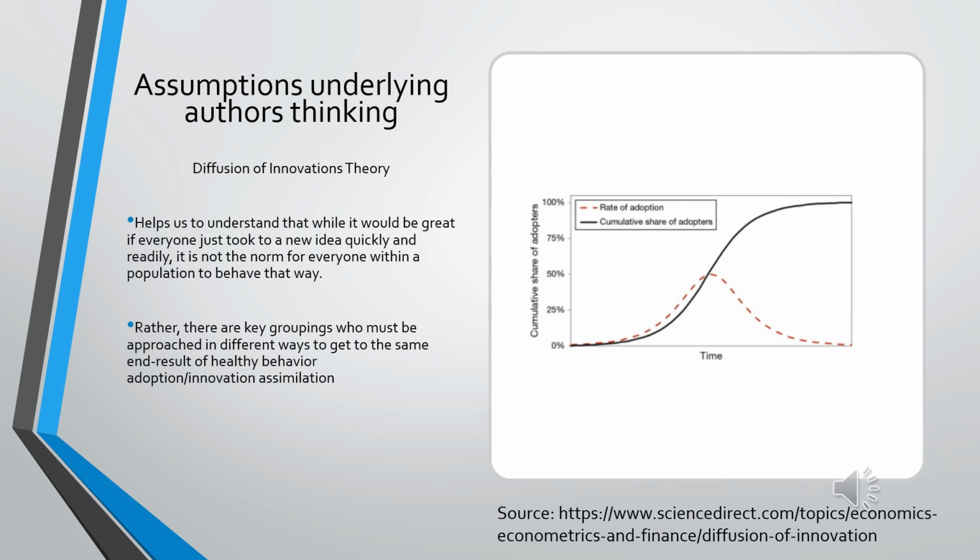So, the assumptions underlying the authors' thinking about the diffusion of innovations theory. It helps to understand that while it would be great if everyone just took to a new idea quickly and readily, it is not the norm for everyone within a population to behave that way. Rather, there are key groupings who must be approached in different ways to get the same end result, which is a healthy new behavior. So this chart shows us that the principal idea is for 100% of a population to adopt the innovation or a new approach to public health.